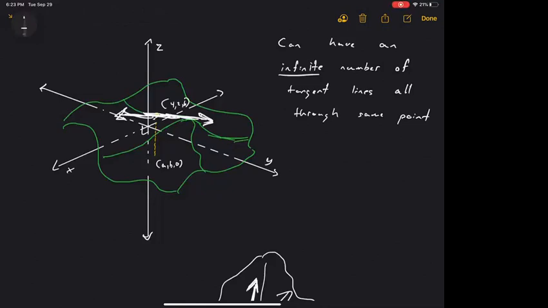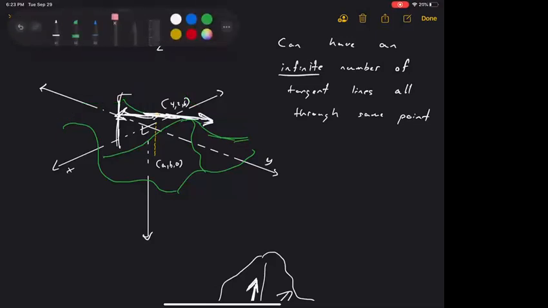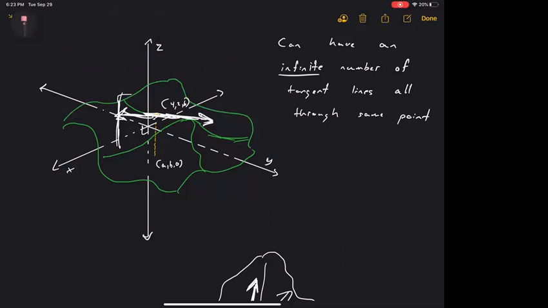So this would be the line, and it's in this plane. This x-coordinate is 4. So this is a tangent line, and it's in this plane x equals 4, running parallel to the y-axis.